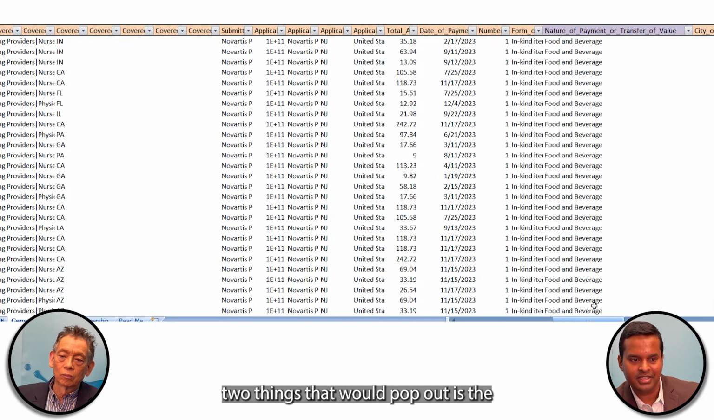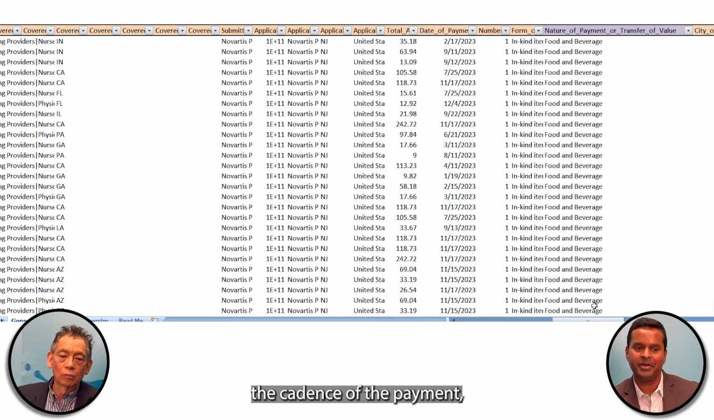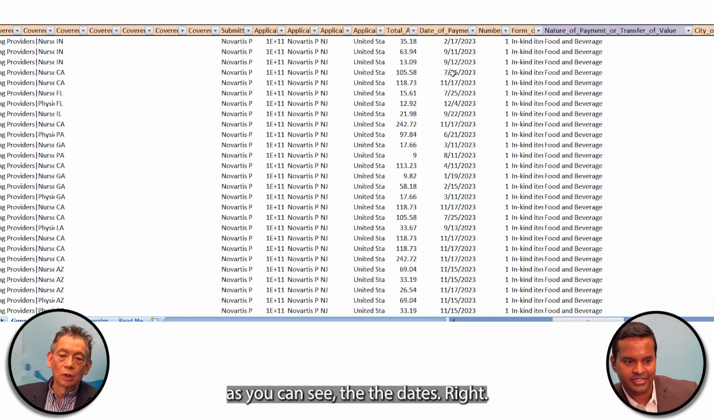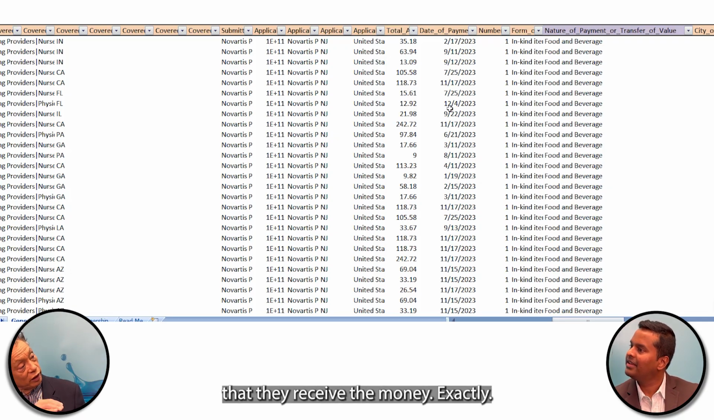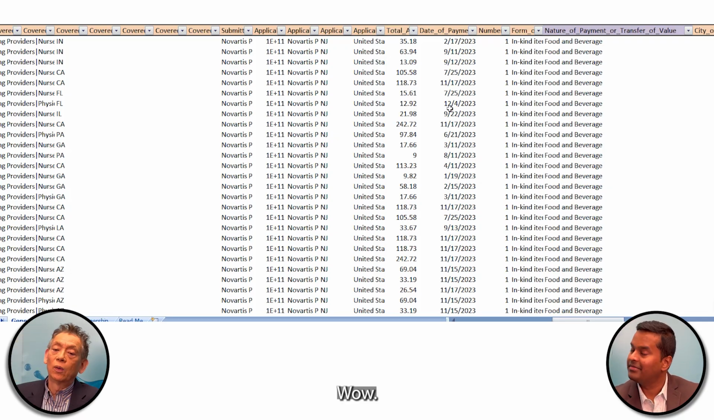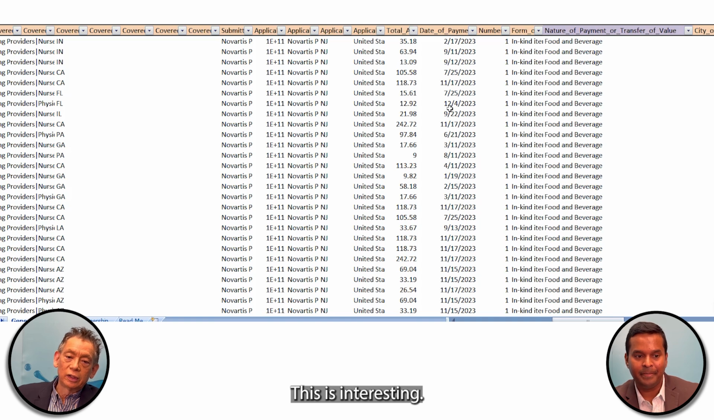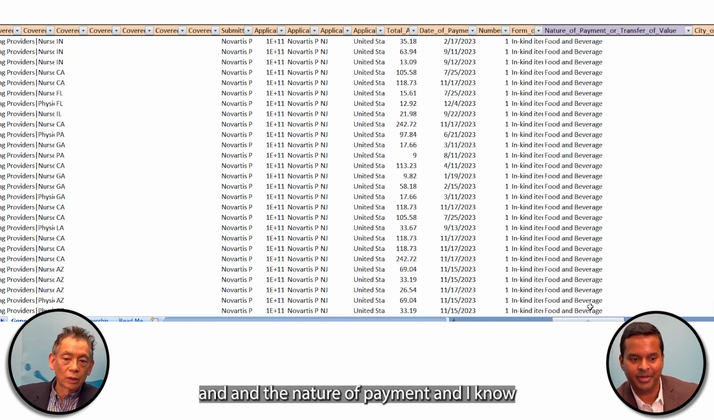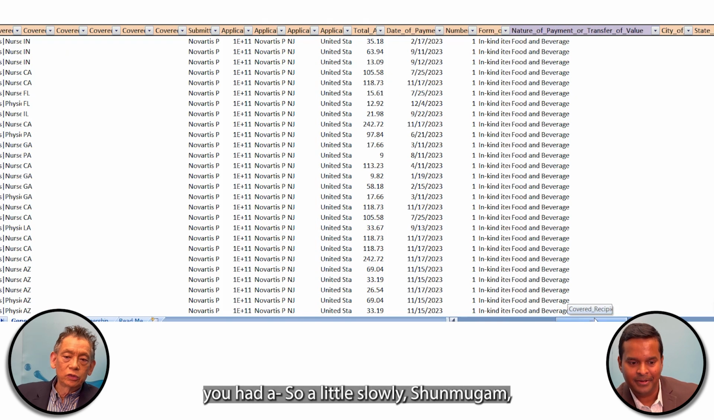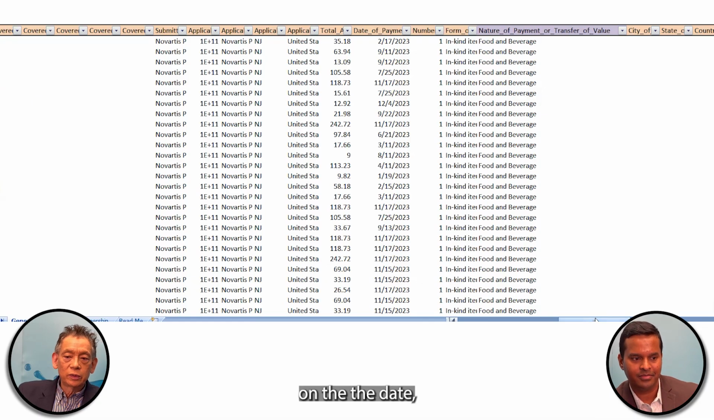And if you scroll even further, the two things that will pop out are the cadence of the payment, as you can see, the dates, right? Oh, it's kind of each day that they receive the money. Exactly. Wow, this is interesting. And the nature of payment.